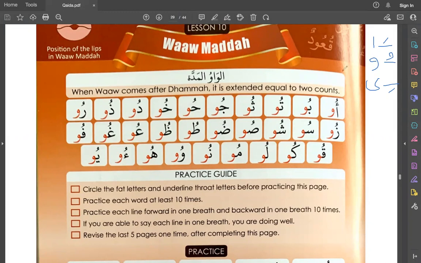And this page is related to the second long vowel, Waw Sakina qablaha madmum, Waw Sakina followed by Dhamma. Can you see here, Waw is sakin, and before Waw Sakina there is a letter. That could be any letter, but the condition is it should be with Dhamma. It should be with Pesh.